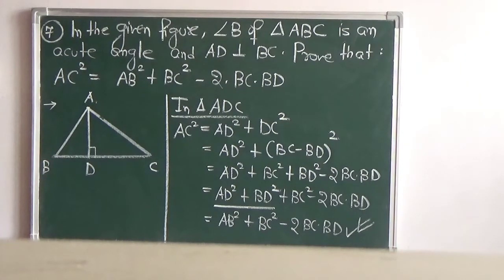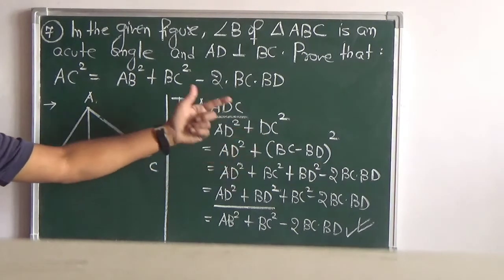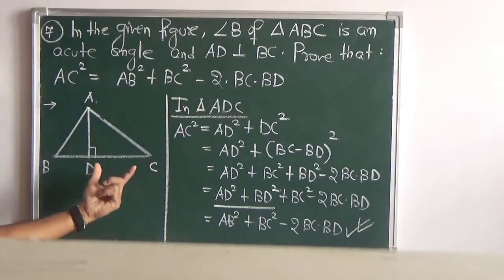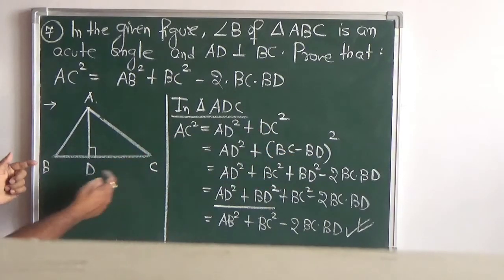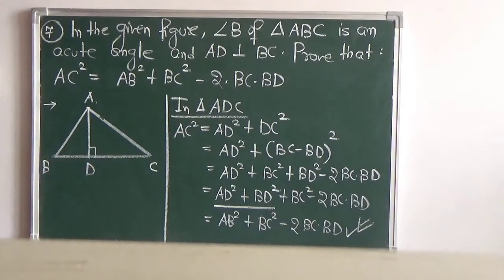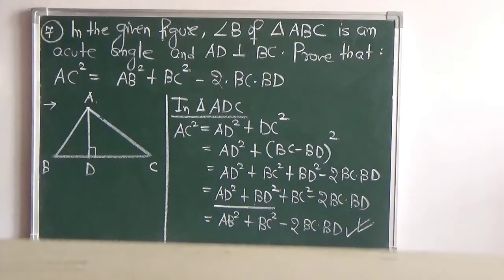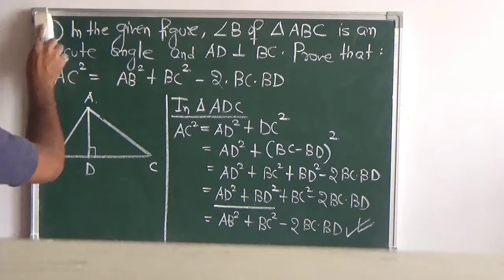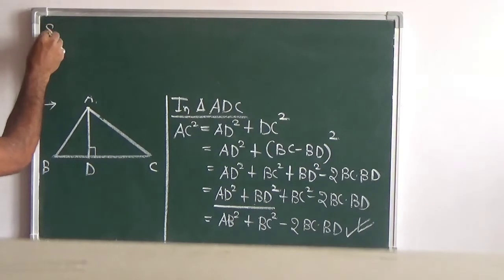So in this question, starting with triangle ADC, we applied the Pythagoras theorem: AC square is AD square plus DC square. In place of DC, why have we done it? Because in the answer we have BC and BD, not DC. So DC equals BC minus BD, whole square, then we expanded it and rearranged it. AD square plus BD square is equal to AB square from right angle triangle ADB, and finally we have reached the solution. So moving on to the next question, that is question number 8.